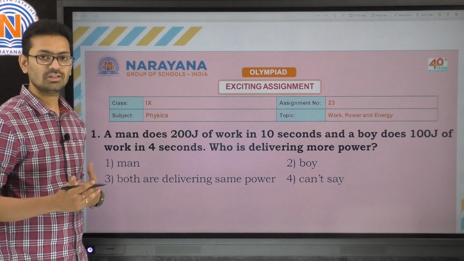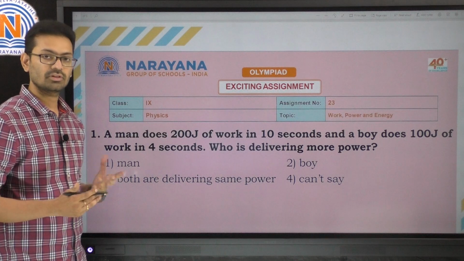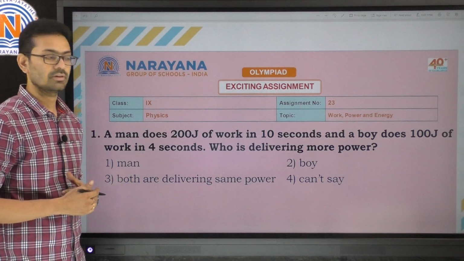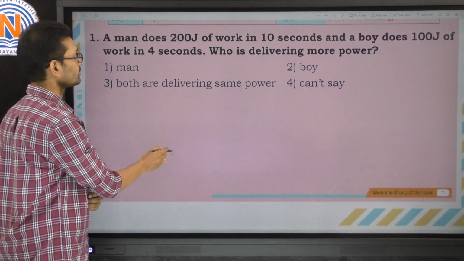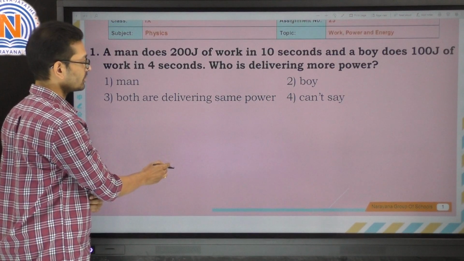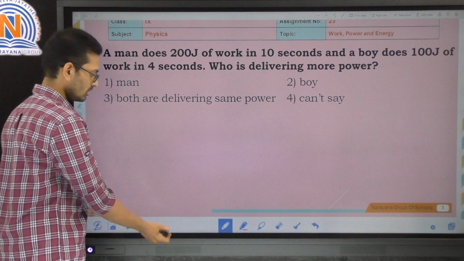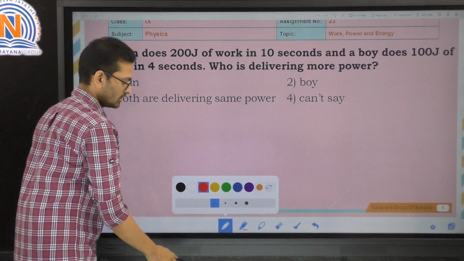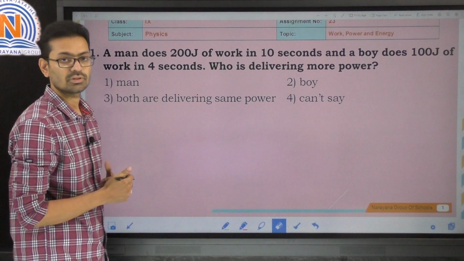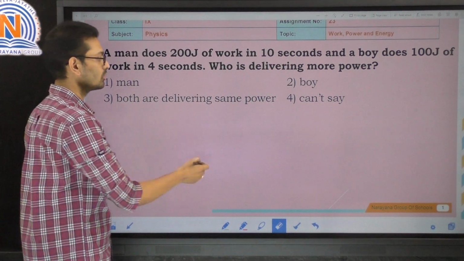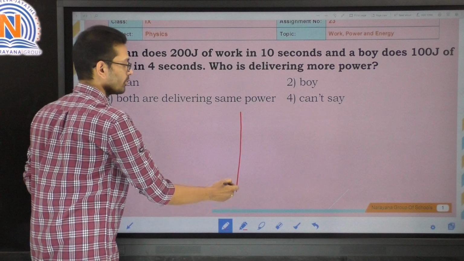So what is the thing which you have to calculate over here? You have to calculate power. Now let us go with solving this question. If you are trying to solve, you will be getting the ratios of these two powers. You will know who is using more power.